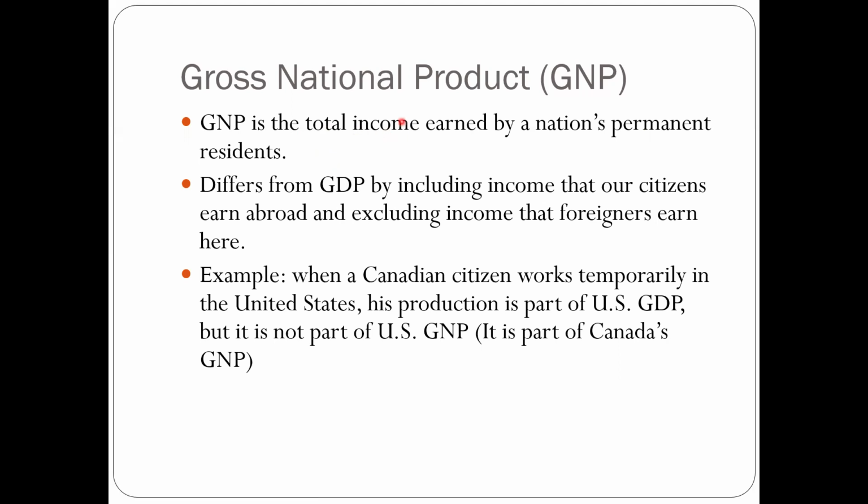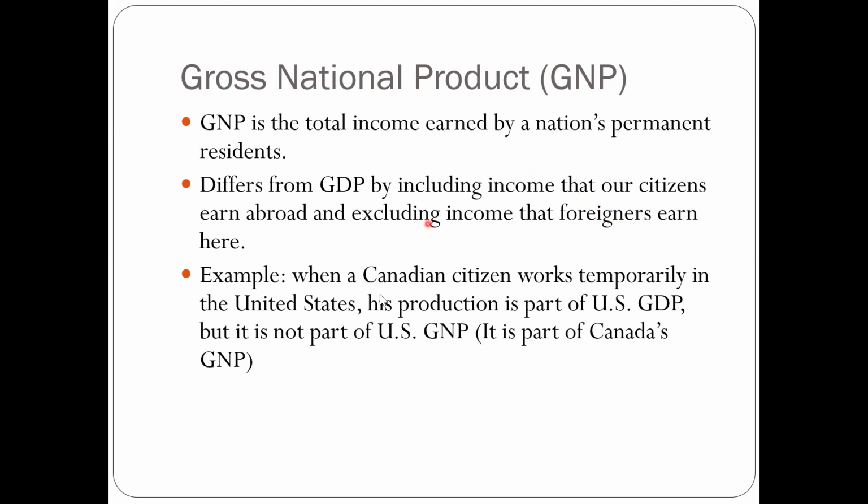But for the gross national product, I focus on the nation's factors of production. The gross domestic product differs from the gross national product because the gross national product includes income that our citizens earn abroad and excludes income that foreigners earn here.